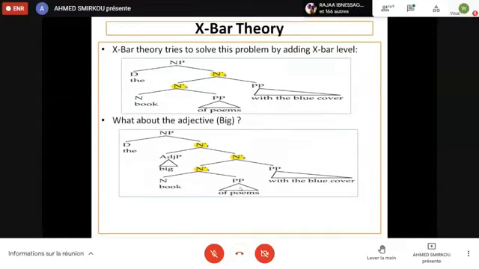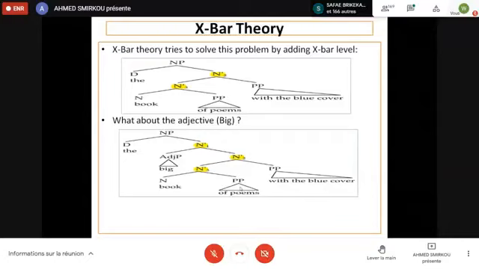You may have a question in the exam, for example, what are the claims of X-bar theory? Or what are the weaknesses of the flat structure that motivate the emergence, the appearance of X-bar theory? So for the time being, at least you should say two main ideas. You may have it in a short paragraph.